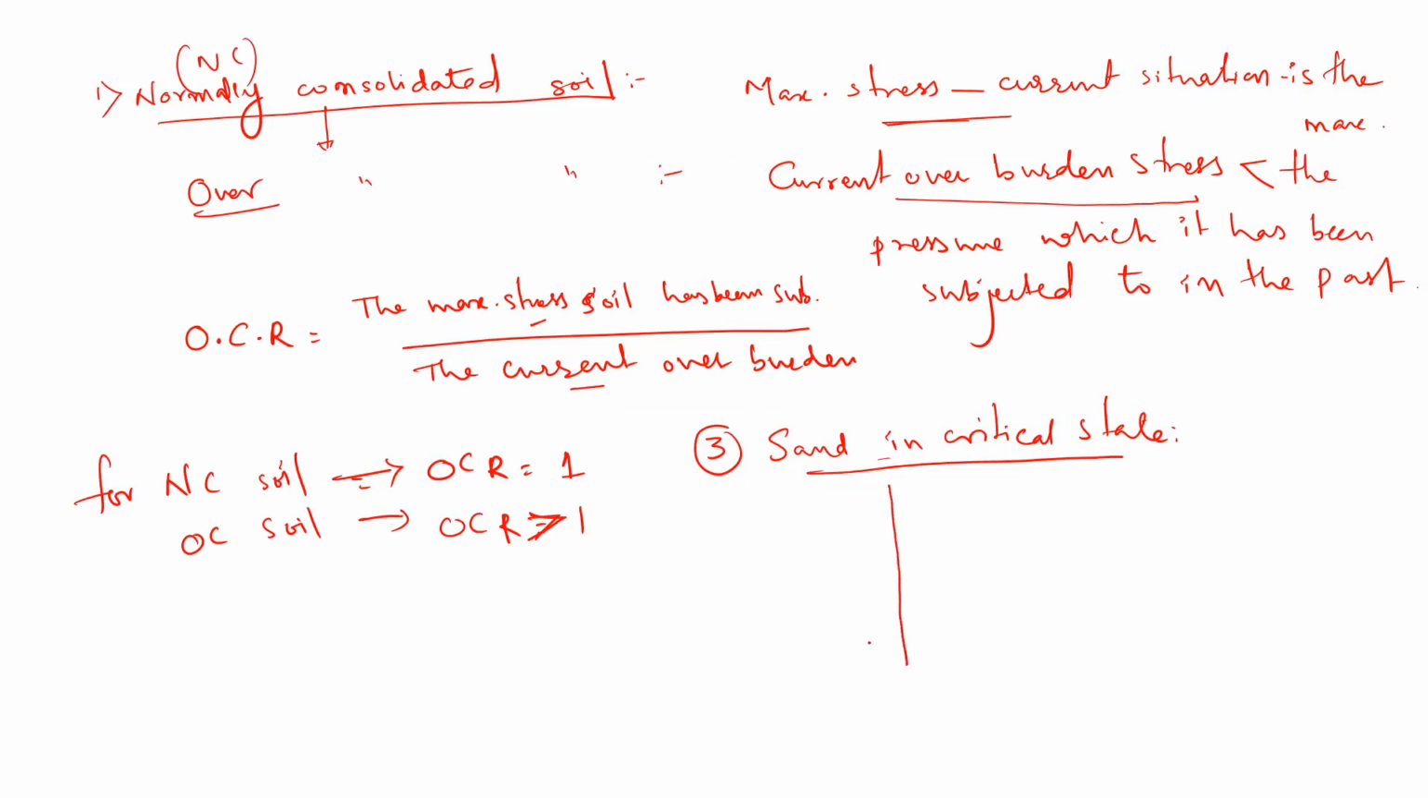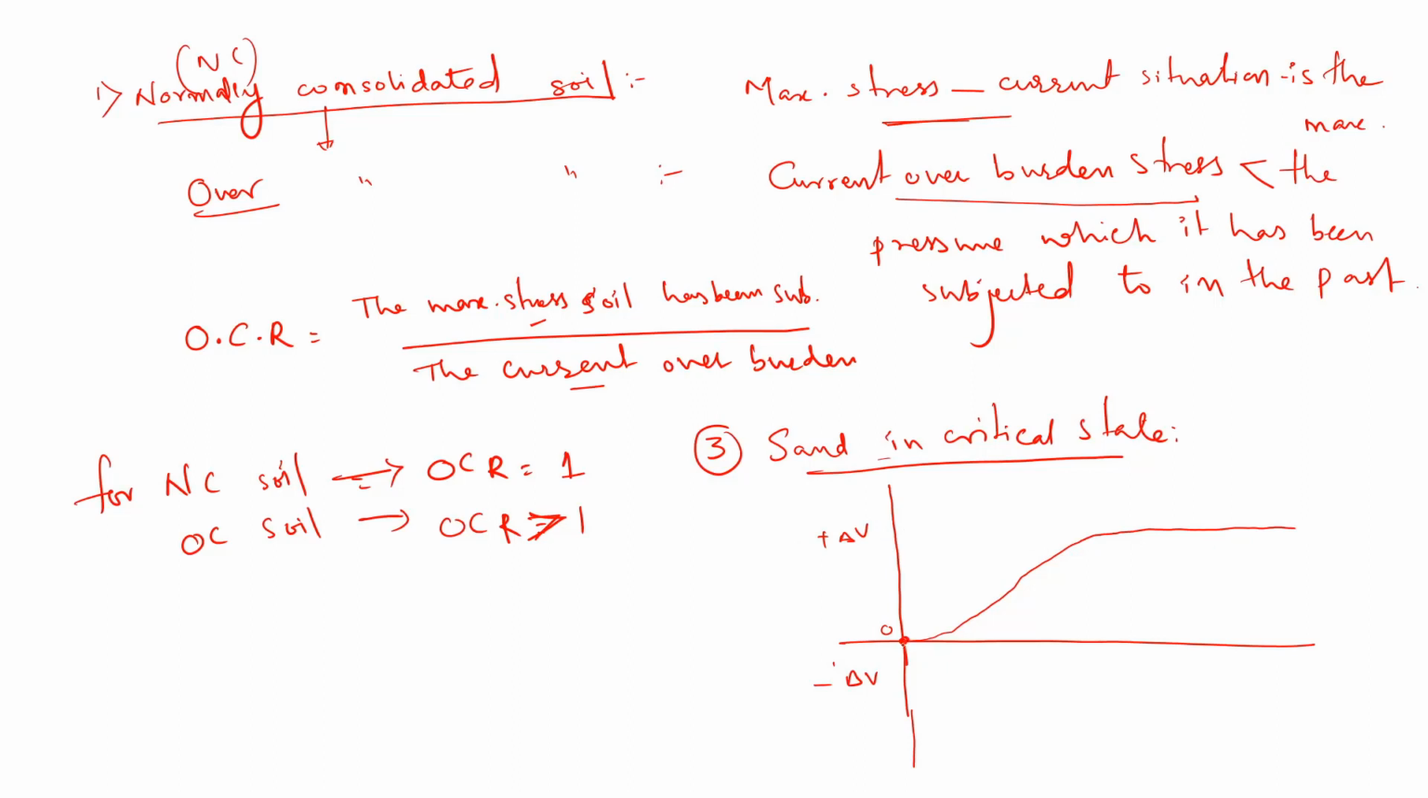If you take dense soil, with positive and negative volumetric strain axes, in the initial stage the volumetric strain is 0. For dense soil, when you apply load and shear it, the volume of the dense soil will increase, then it reaches a constant volume. There will not be any volume change; it will reach a constant volume.